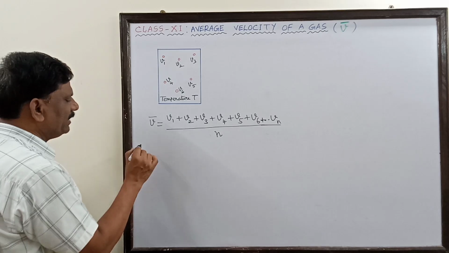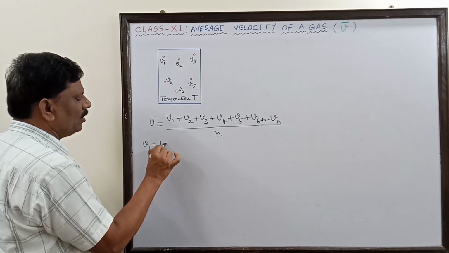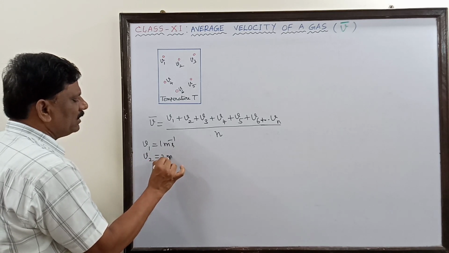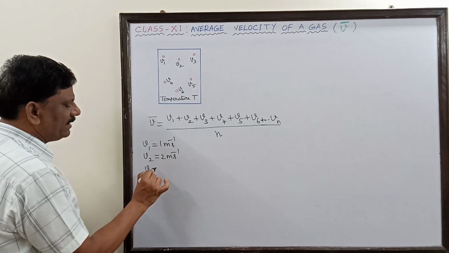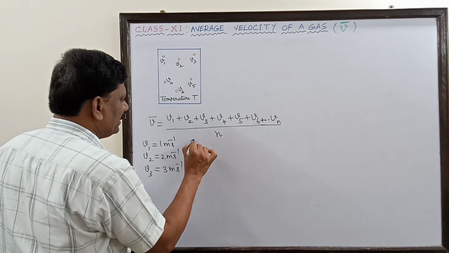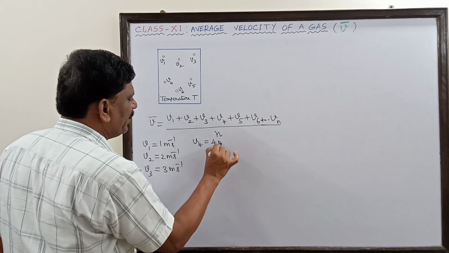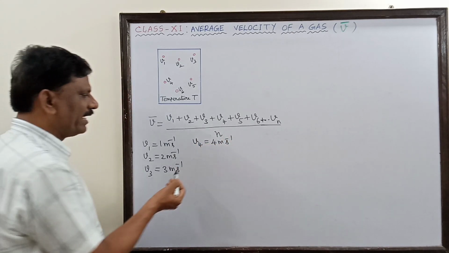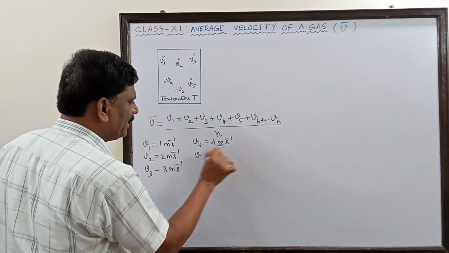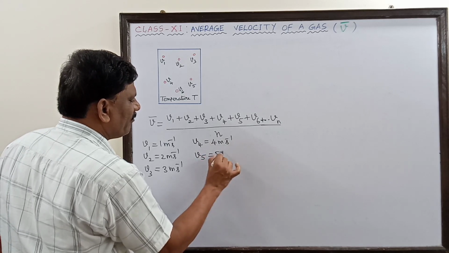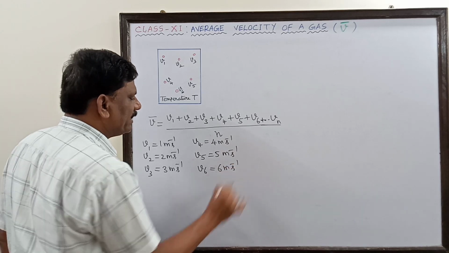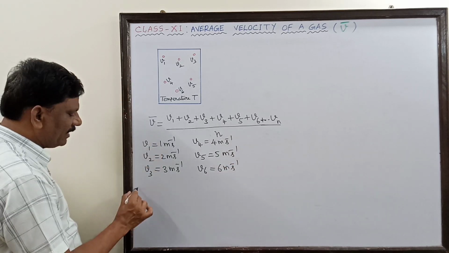Now let us assume that V1 is equal to 1 meter per second and V2 is 2 and V3 is 3. These are all different velocities of the individual molecules. V4 is 4 meters per second. These are just examples I am taking. The actual speeds will be in centimeter per second, but here I am taking meter per second. V5 is 5 meters per second and V6 is 6 meters per second. So how to calculate the average velocity?